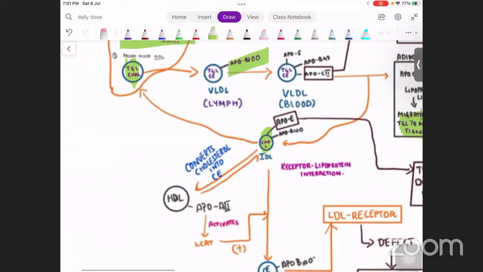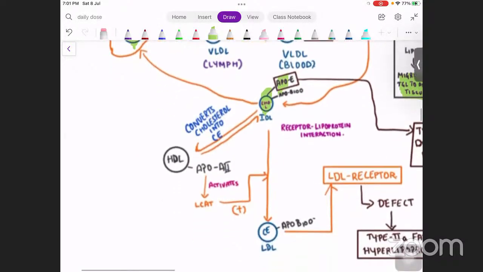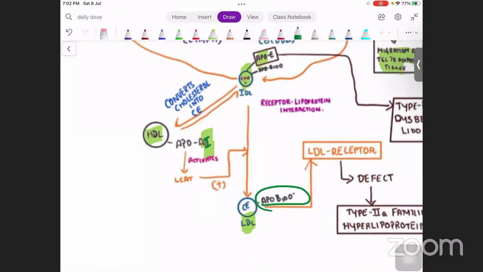So this IDL may either enter into the liver with the help of ApoE, or this IDL may convert into LDL by interacting with the HDL. This HDL contains ApoA1, which was wrongly mentioned here in the image. ApoA1 is the one which activates the LCAT, and then it will convert the IDL to LDL. So LDL contains ApoB100, and it interacts with the LDL receptor and delivers the cholesterol inside the cell.